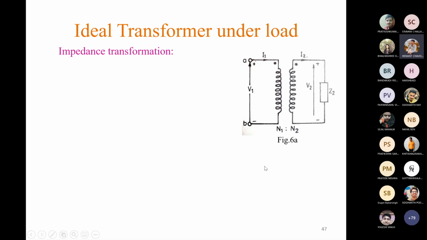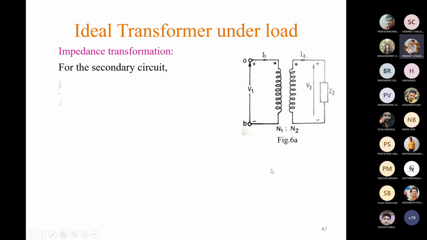Now, impedance transformation. What is the meaning of this? Here we have considered one schematic diagram of an ideal transformer having N1 number of turns in the primary, V1 is the applied voltage, I1 is primary current, and across the secondary there are N2 number of turns and one load impedance Z2 is connected, and the current in the secondary side is I2.